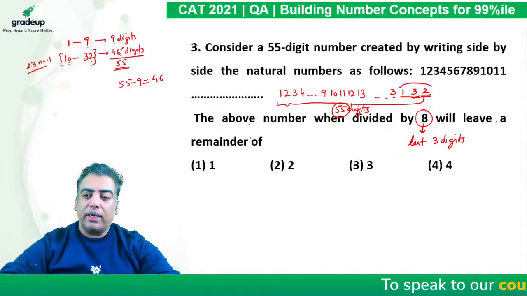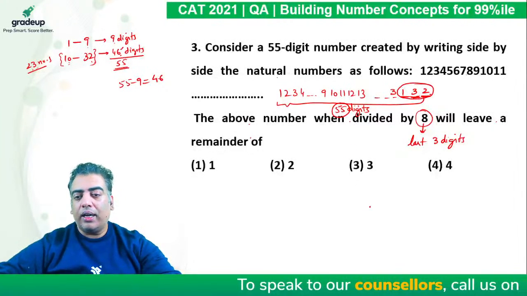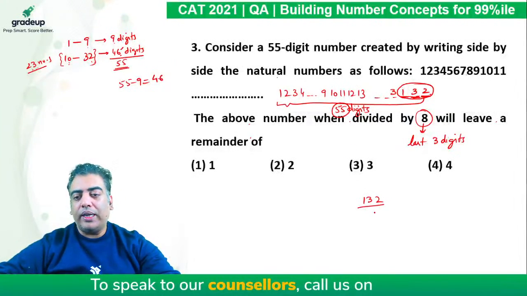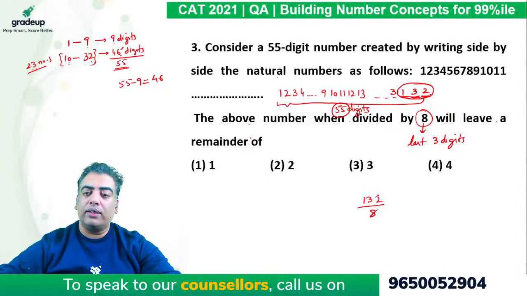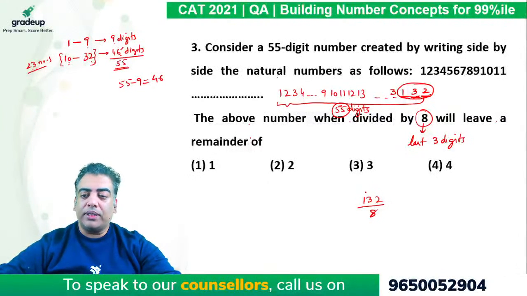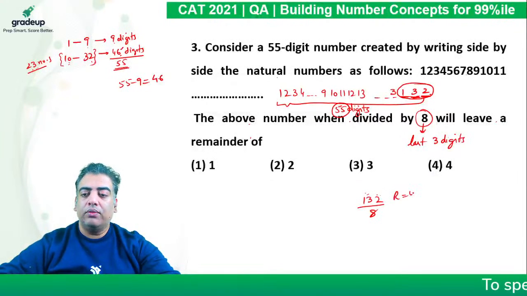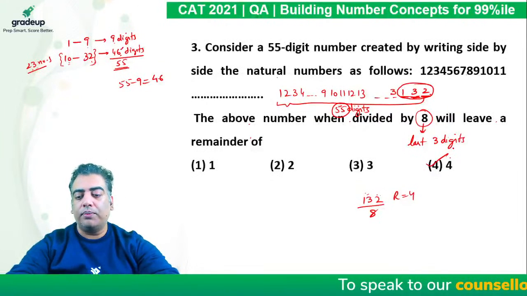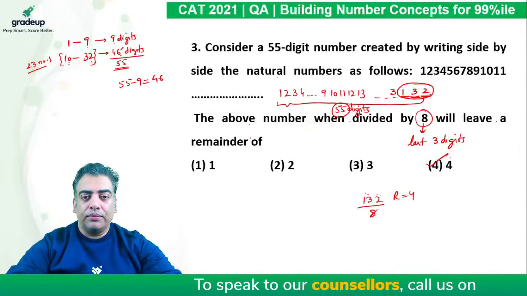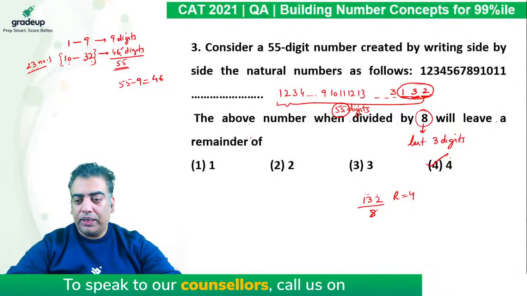And the last three digits of this number are 132, which when divided by 8, we have to calculate the remainder. So it becomes 8 ones are 8, then leftover is 52, right? 8 6 are 48, remainder comes out to be 4. So the correct answer option will be 4. So please check it out.